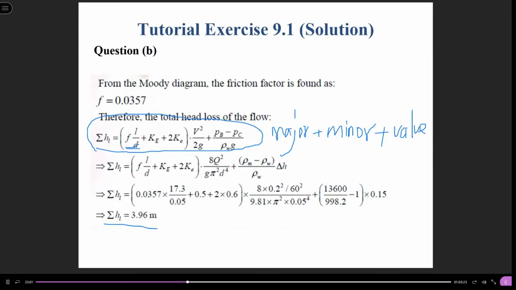The method to calculate the major head loss and minor head loss has been presented by Professor Yang, right? In chapter 6. So if you don't know how to calculate it, please review the basics of chapter 6.